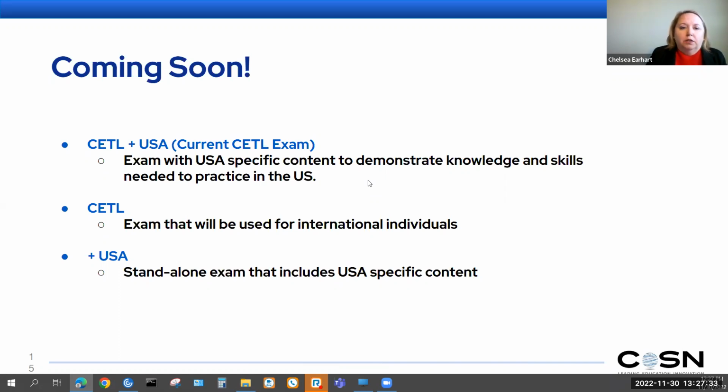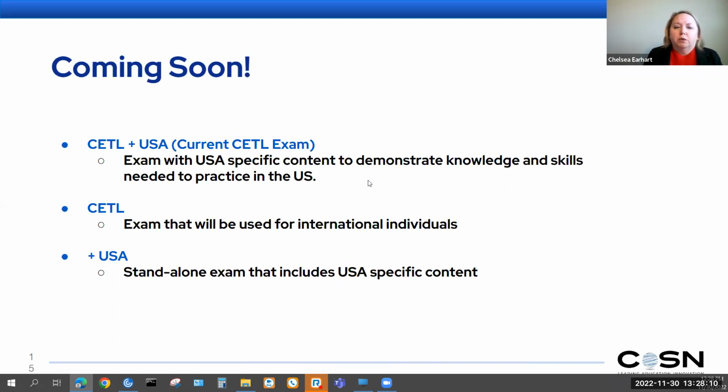We have been in the works for a while introducing CETL Plus USA, which is actually just changing the name of the current CETL exam. And what this has allowed us to do is we have broken out the CETL with questions that apply only to US-based candidates. So laws and regulations that are only valid here in the US. We wanted to make sure that someone who is testing internationally isn't unfairly deducted, or they don't necessarily need to be aware of those laws and regulations. They may have totally separate laws and regulations.